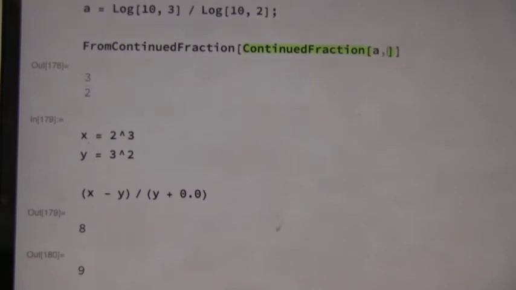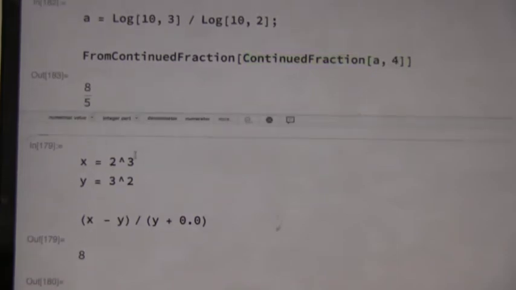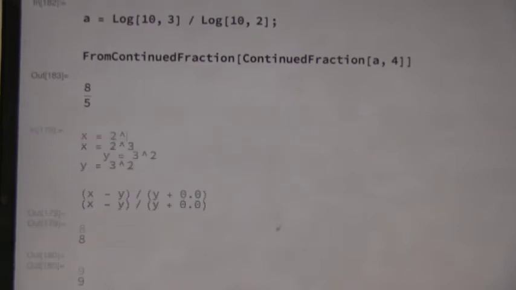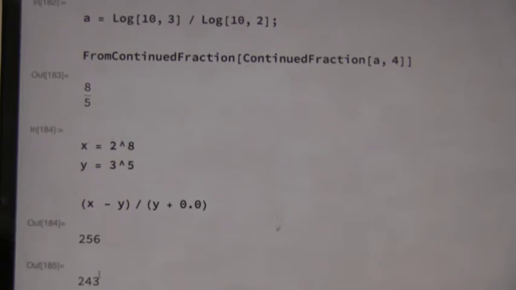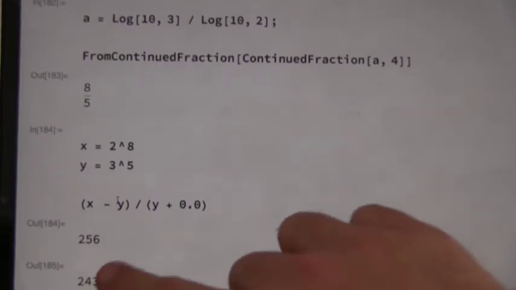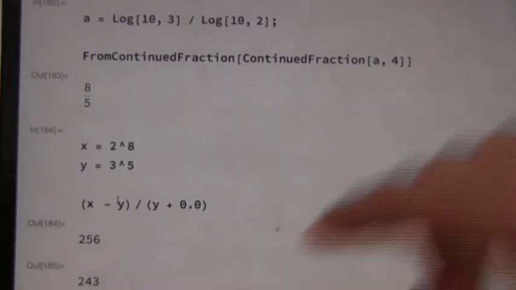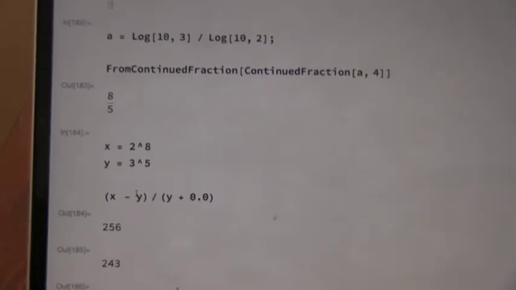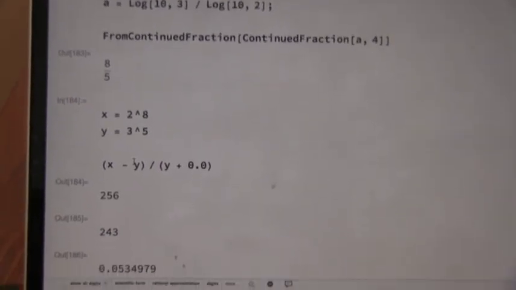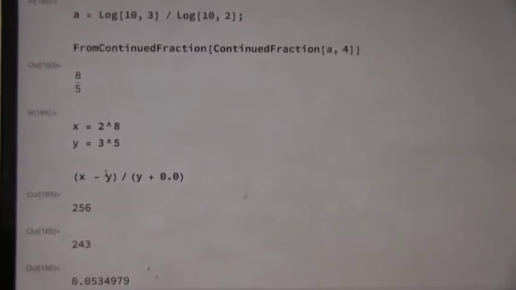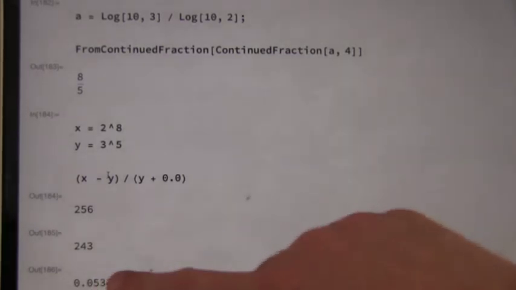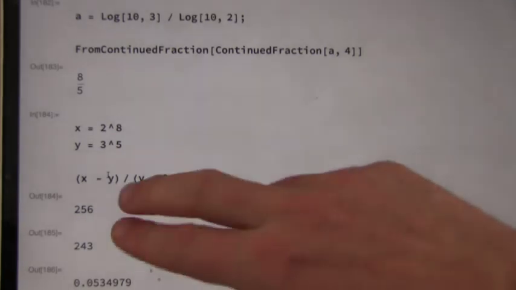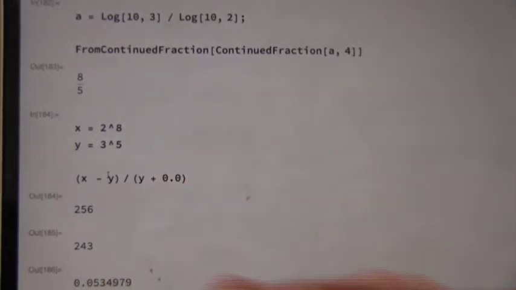If I go 4 terms out in this, I get the fraction 8/5. So 2 to the 8 and 3 to the 5th. Now they don't differ by 1 anymore. In fact, they differ by 13. Is that the 243 on the screen there? Okay, so let me just zoom out a little bit. Now they're only 5% apart. So even though they don't differ by 1, it's a slightly better approximation. Even though they're getting farther apart, it's still closer compared to the numbers.